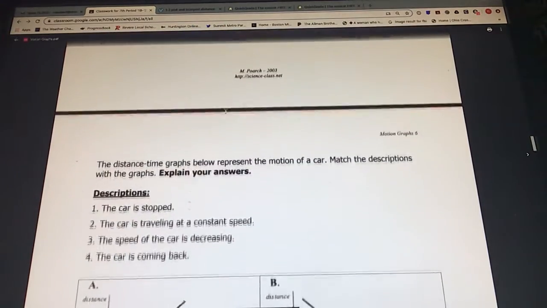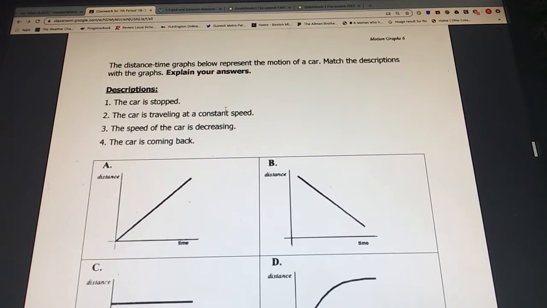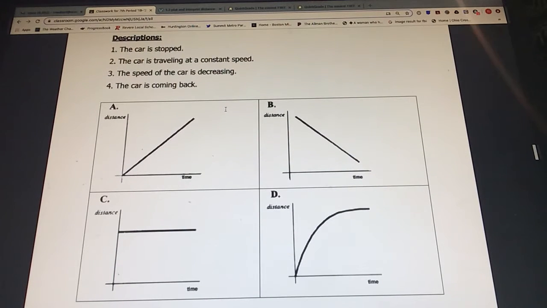And then description, the car is stopped. Which car is stopped? Which car is traveling at a constant speed? The speed of the car is decreasing, and the speed of the car is coming back. Okay. Okay, do you know which one is which?